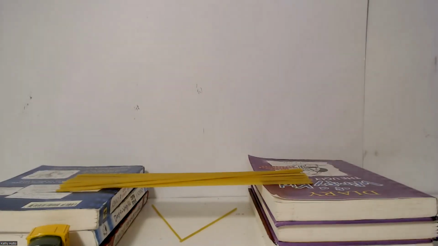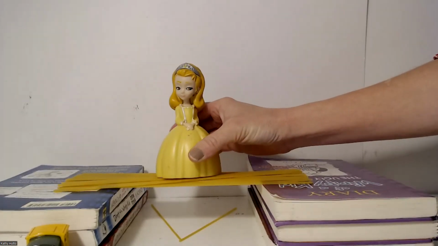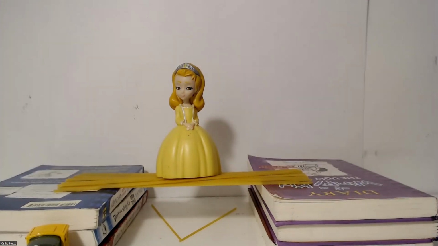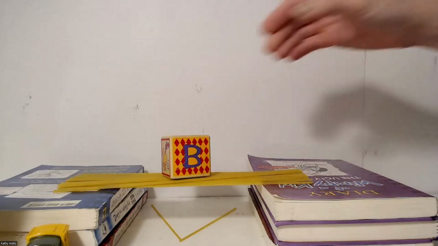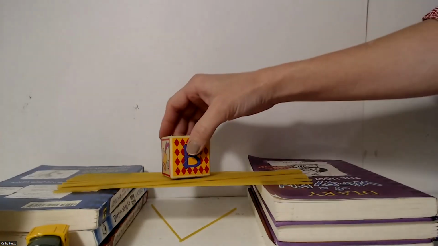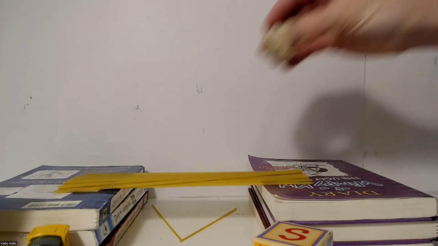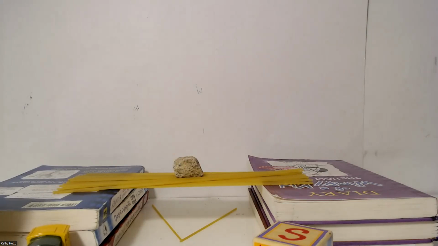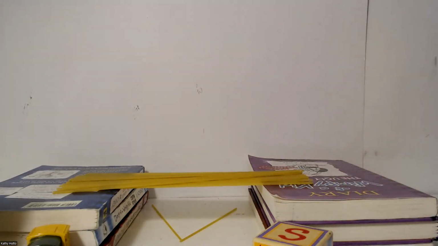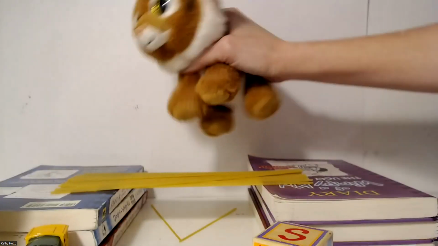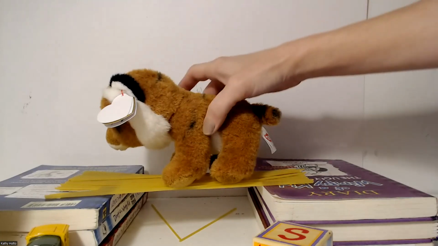Let's put some more things on and see. Let's try this princess and see. Oh, our bridge is very strong. Let's try a block. We made a really strong bridge, didn't we? Let's try this rock. Yep, our bridge can hold the rock. Let's try this tiger. Our bridge can even hold this big tiger.